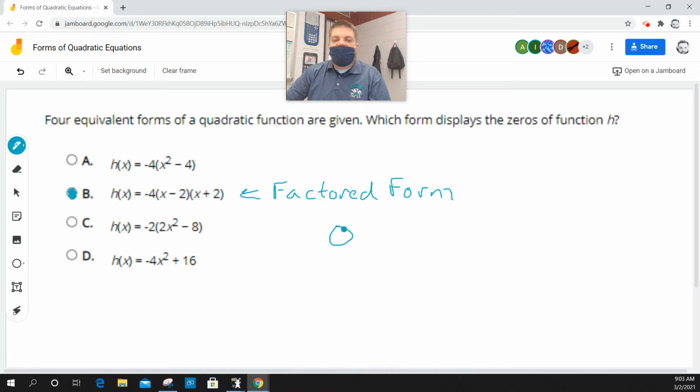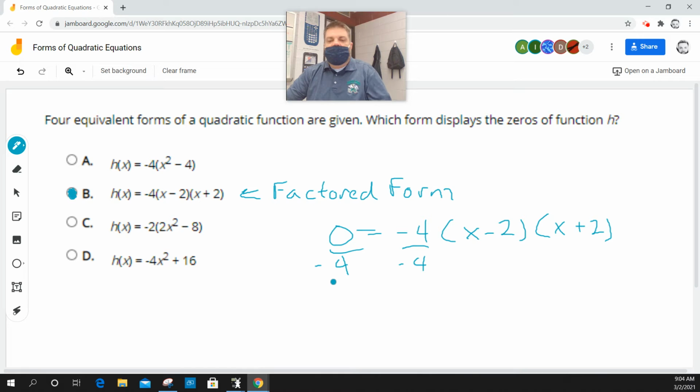Well, it's very easy. If I say 0 equals -4 times (x minus 2) times (x plus 2), I divide everything by -4. By the way, whatever I'm writing down, you guys write down. And I get 0 equals (x minus 2) times the quantity (x plus 2).